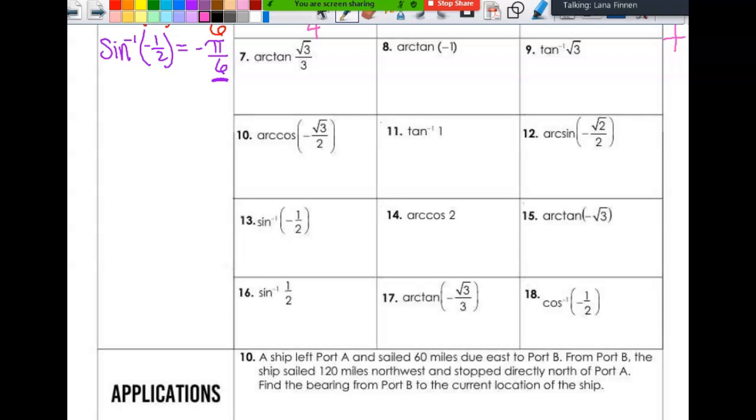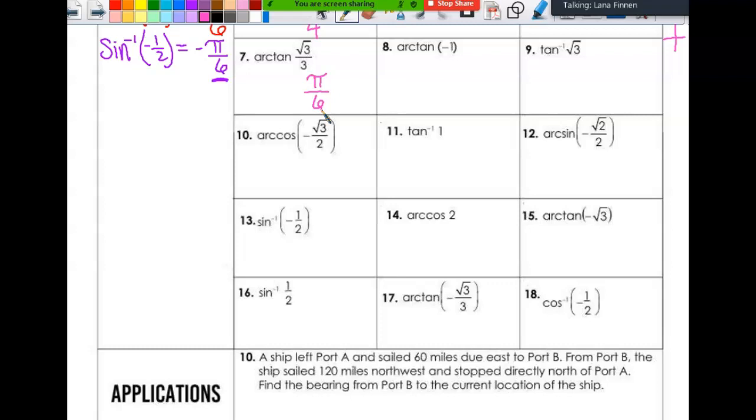I actually think tangent going backwards is a little easier because then you can see how many 3's you have. So the arctangent of the square root of 3 over 3 would be, it's positive because we're going to be in the first quadrant, positive pi what? 6th? Yeah. 2 3's with a tangent give you a 6.